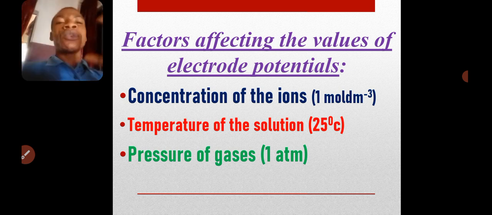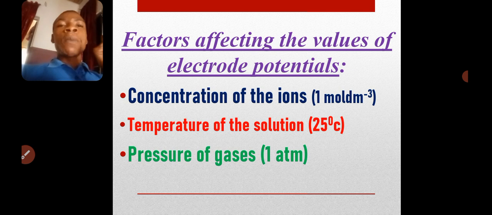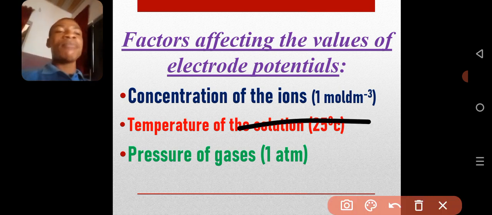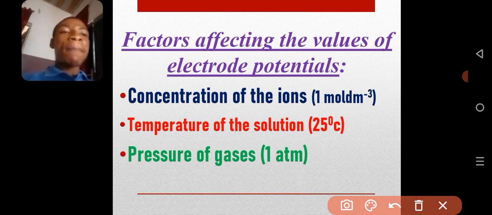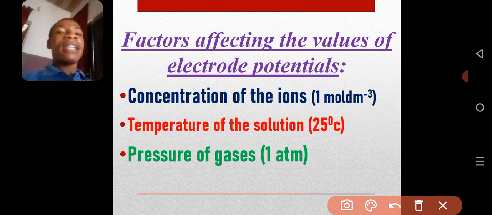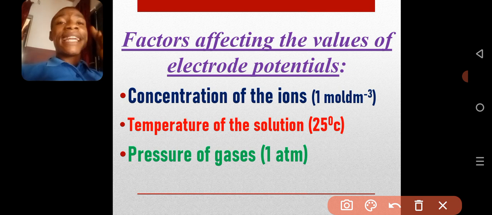So that's why we have to set a standard condition when measuring electrode potential, so that when I tell you that the electrode potential of copper inside its own solution is, for example, 0.34 volts, what I mean is that I have done it under standard condition, which is a concentration of 1 mole per dm cubed, a temperature of 25 degrees Celsius, or if you like 298 Kelvin. Then if gases are present, the gases will be at 1 atmosphere. These are the standard conditions for measuring electrode potential.